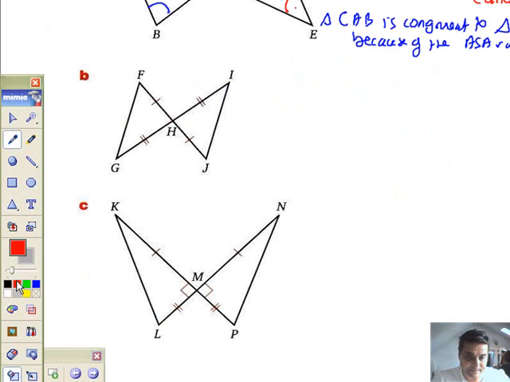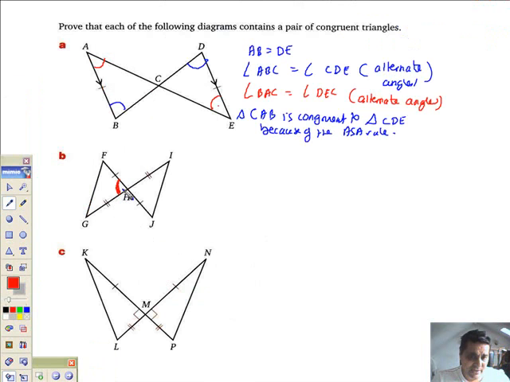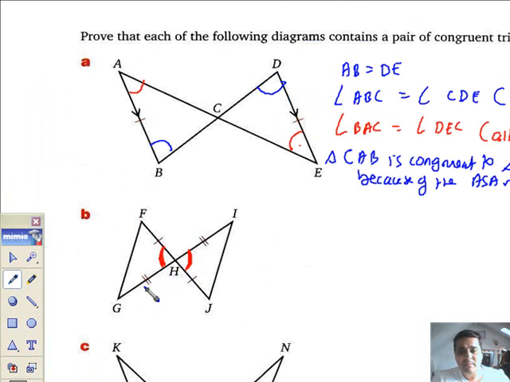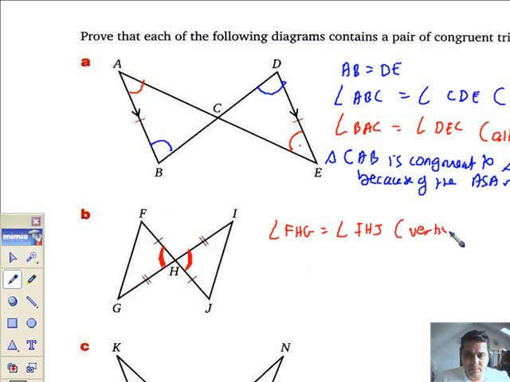Yes, really easy. Now look, I've got this side corresponding to that side and they're identical. I've got this side corresponding to that side and they're identical. Now look at this. The angle formed at H on this side is identical to the angle formed at H on this side because they're vertically opposite angles. So let me just state it. Angle FHG equals angle IHJ, why? Vertically opposite angles.